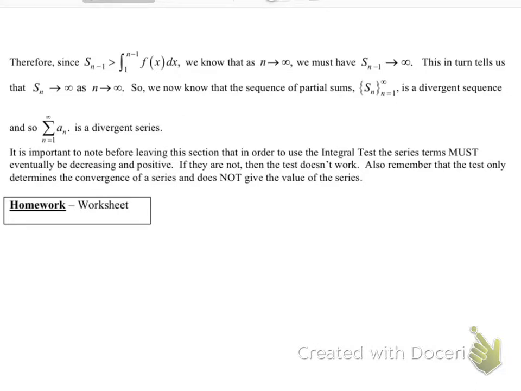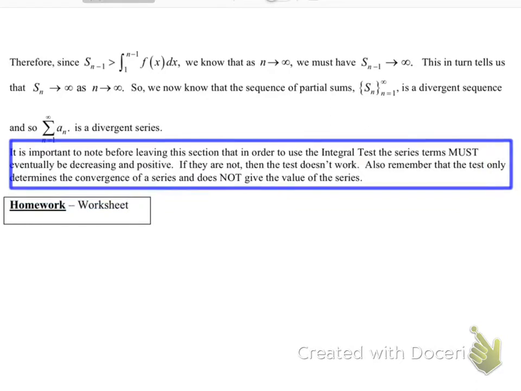It is really important to notice that in order to use the integral test, the series terms must eventually be decreasing and positive. If they are not, then the test does not work. So I'm going to highlight that very quickly. Also, remember that the test only determines the convergence of a series and does not give the value of the series.